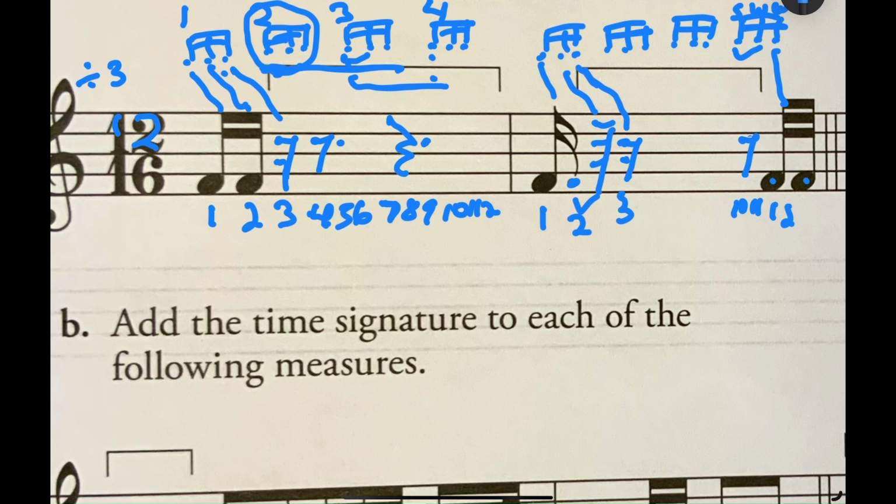Now, in simple time, this is 1, 2, 3. 1, 2, 3, 4, 5, 6, 7, 8, 9, 10, 11, 12. We can never combine these, so we have to keep them separate. So we would make this with an eighth to complete it, and another dotted eighth to complete it. So we have 1, 2, 3, 4, 5, 6, 7, 8, 9, 10, 11, 12.